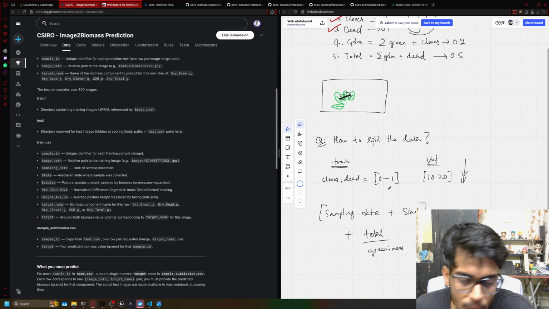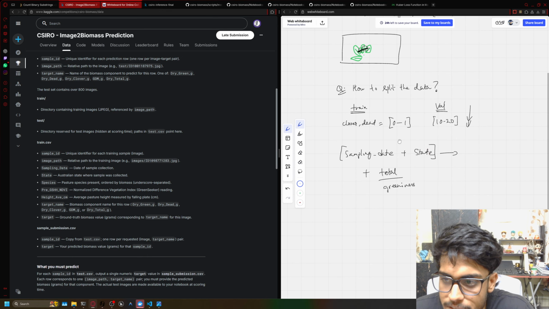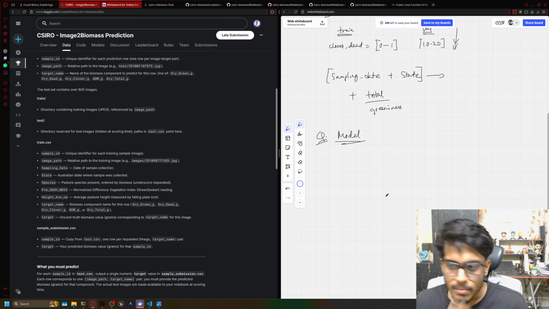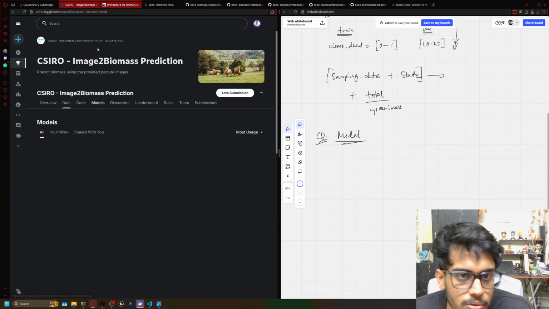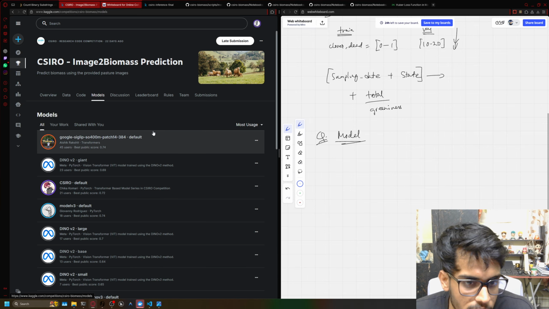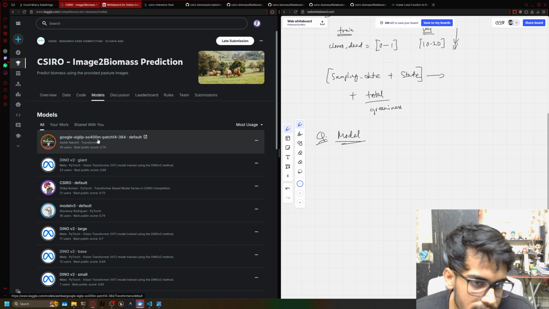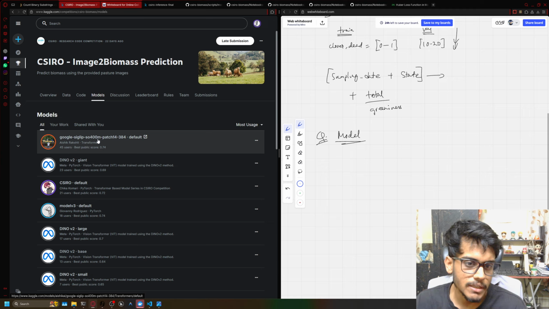Cool. So this is how I split my data. Now for the training strategy. For modeling, I went to the models directory. Here I observed that Dino v2 was performing really good, and Google SigLIP was also working really good.